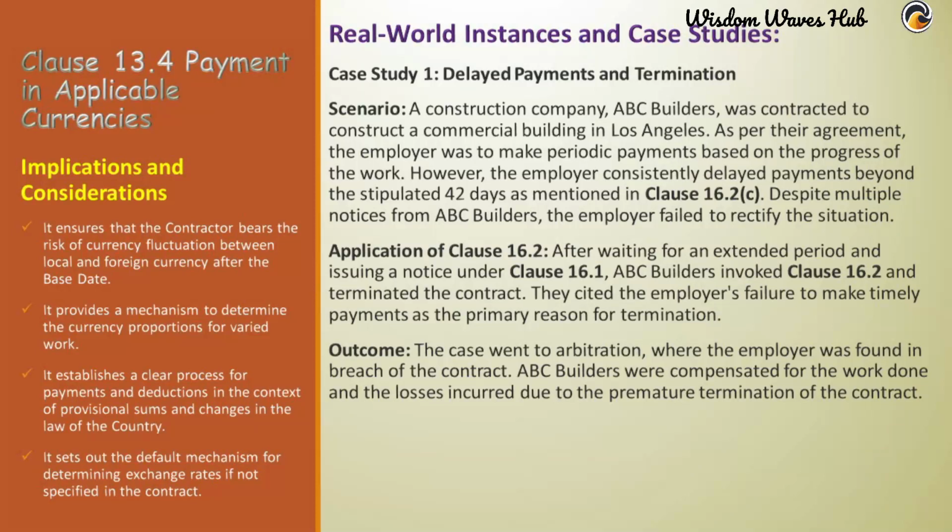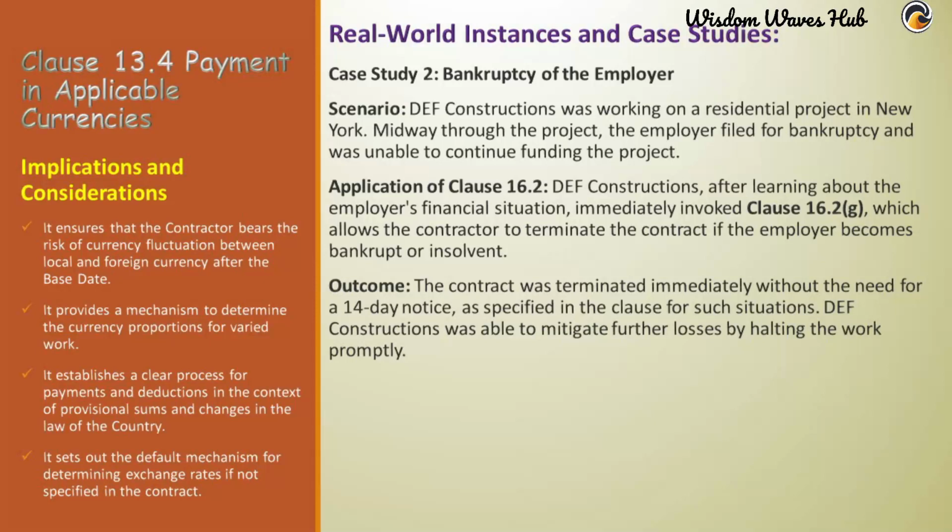Application of Clause 16.2. After waiting for an extended period and issuing a notice under Clause 16.1, ABC Builders invoked Clause 16.2 and terminated the contract. They cited the employer's failure to make timely payments as the primary reason for termination. Outcome. The case went to arbitration, where the employer was found in breach of the contract. ABC Builders were compensated for the work done, and the losses incurred due to the premature termination of the contract.